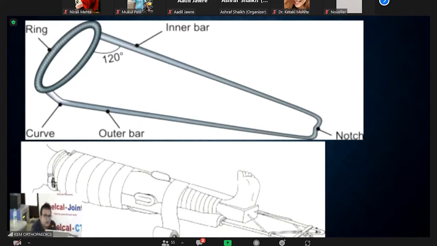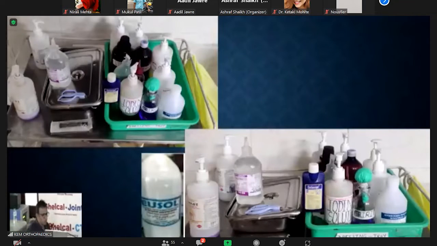So then, the uses you already know. This is for shaft femur fractures. You will use it for intertrochanteric fracture reduction also, for subtrochanteric fractures also, and even for supracondylar femur fractures also. Okay, so now the most important thing.